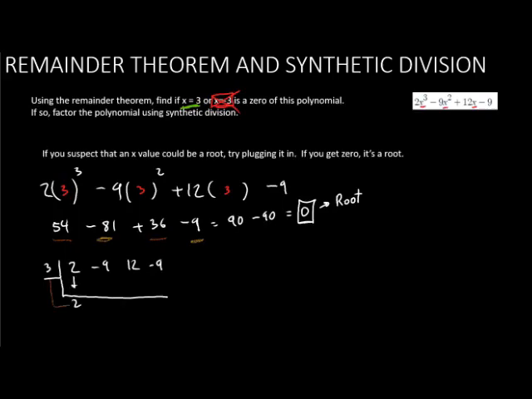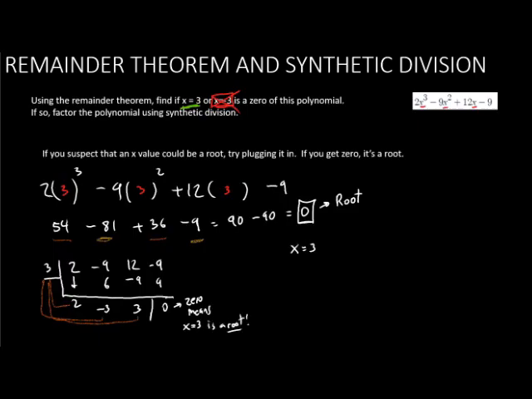If we take that 2 times the 3, we will get positive 6, and negative 9 plus 6 will give negative 3. Then we'll take that negative 3 times the 3, giving us negative 9. 12 minus 9 will give positive 3. Then we take that 3 times the 3 on the left again. 3 times 3 gives 9, which gives us 0. The 0 tells us that the 3 is a root.